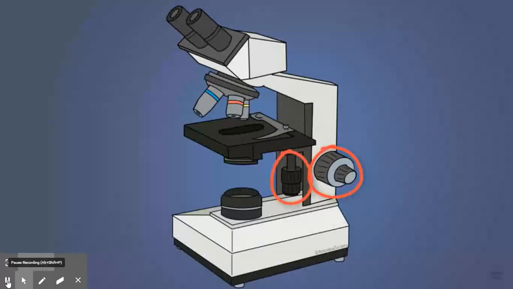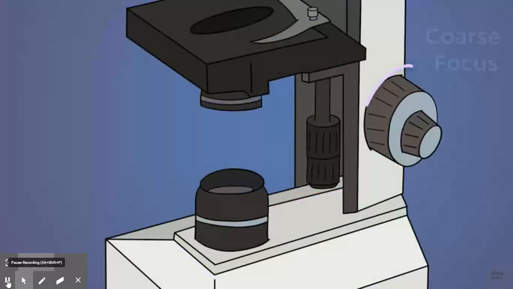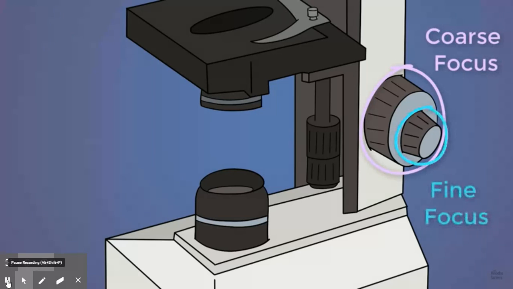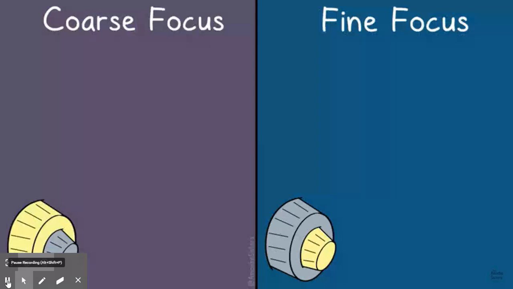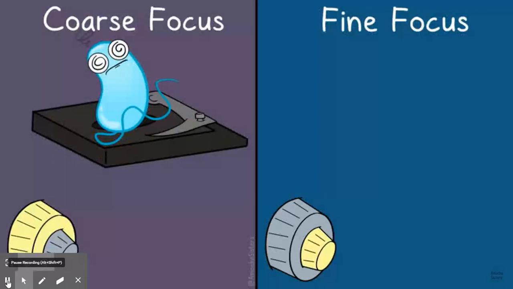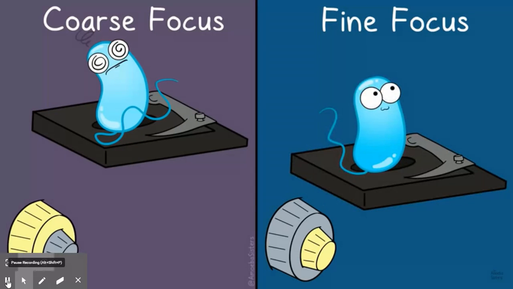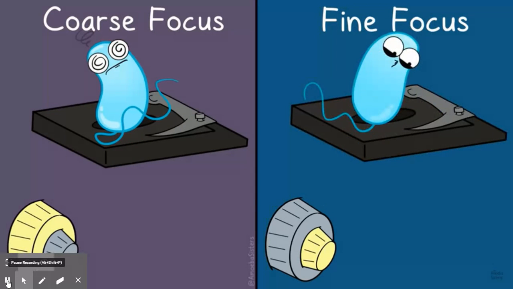Now, you'll also notice there's a lot of knobs here. Let me introduce you to the knobs. This large knob here is known as the coarse focus, and then this smaller knob here is known as the fine focus. Both of these knobs raise or lower the stage, which helps with focusing. The coarse focus knob will move it more dramatically, whereas the fine focus knob will move it in smaller increments.